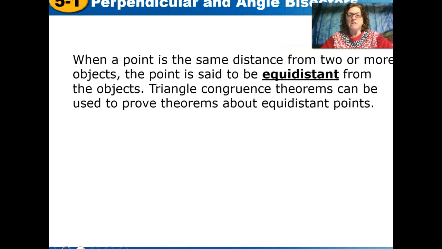So one of the definitions that we have first is equidistant, and basically it's saying that two segments are equally distant from a given point. So we're talking about equality, not congruency. So AB is equal to BC.